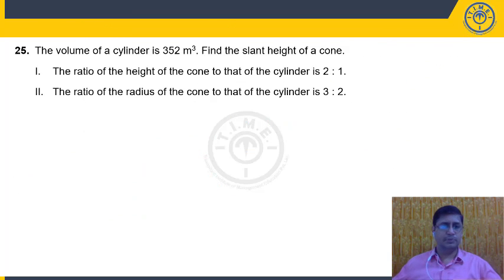Now look at the next example. The volume of the cylinder is 352 cubic meter. Find the slant height of the cone. So the slant height of the cone is to be found.